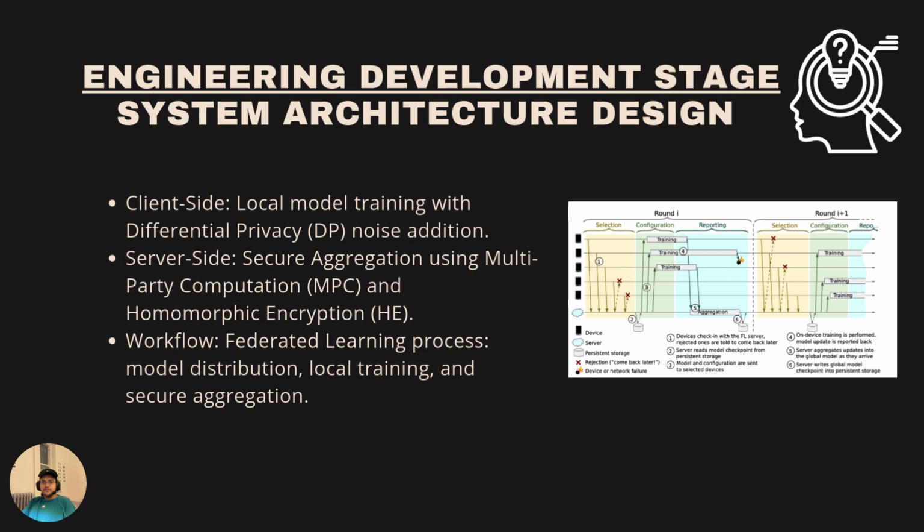The workflow follows the federated learning process where the server distributes the model and configuration to selected devices. Devices perform local training on the data, and encrypted model updates are sent back to the server for aggregation. The diagram shown illustrates this workflow across two rounds, capturing key stages such as device selection, configuration, training, reporting, and aggregation. It also highlights real world challenges like device rejections due to failures or insufficient resources. Ultimately, this design ensures scalability, privacy, and efficiency, enabling large scale deployments without compromising data security or performance.